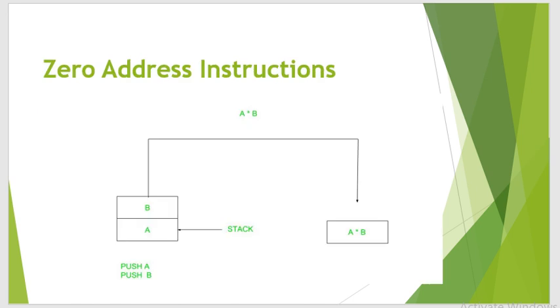So the first one is zero address instructions. For example, you want to find the addition of two operands. Two operands are two variables, like a comma b. Or the multiplication of two operands, a star b. So the inputs are a and b.